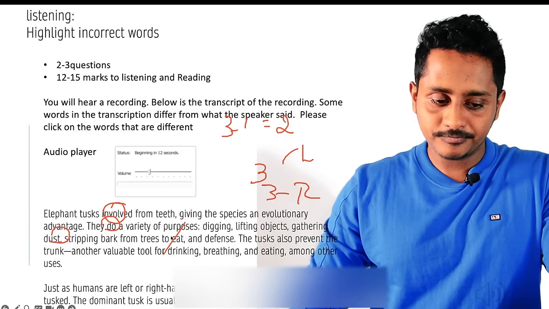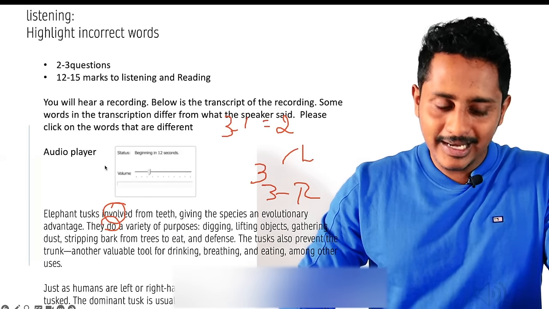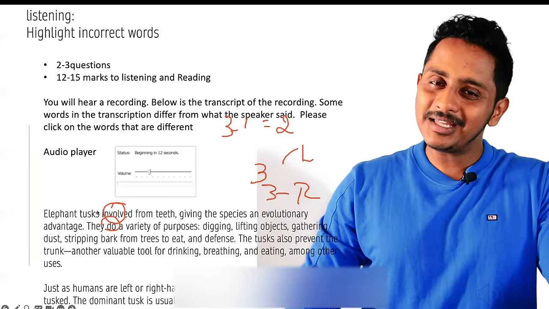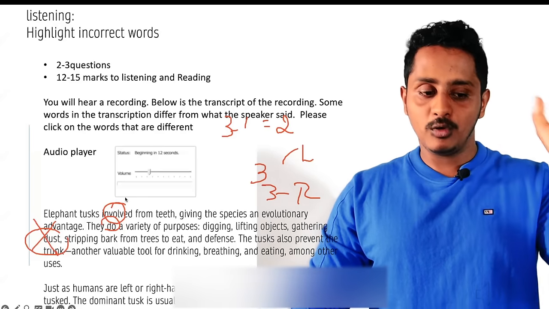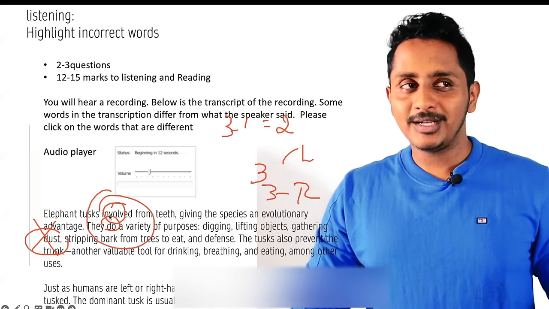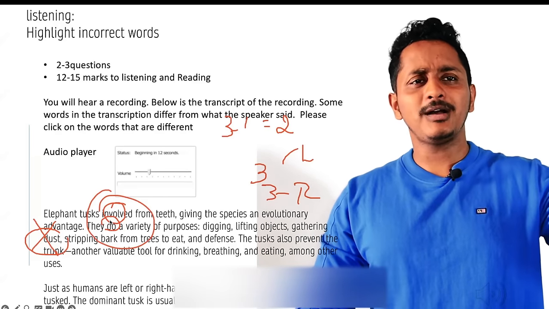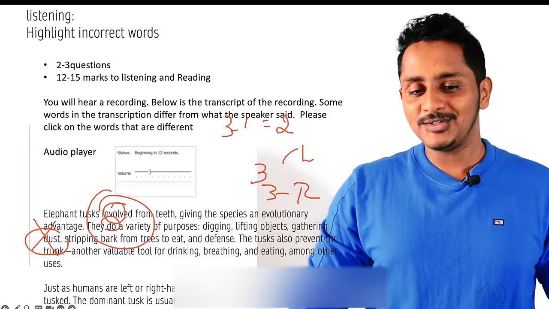But how about if I did not select one of the incorrect words? I was supposed to select this, but I missed it. Do I get negative marking? No. 2 out of 2 you get. Though there are 3 answers, you selected 2 correctly, you get marks. Problem is only when you select something which is not an incorrect word.